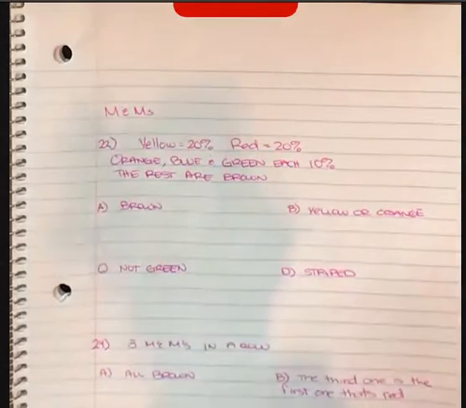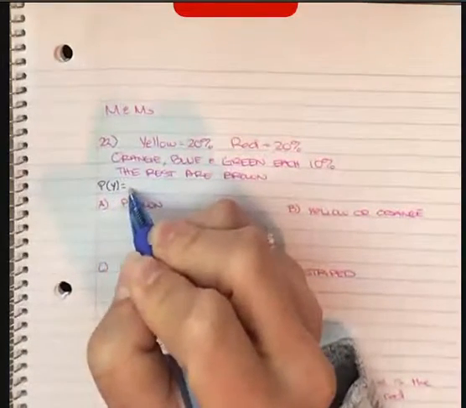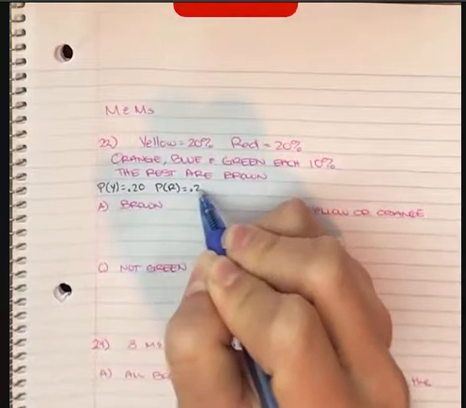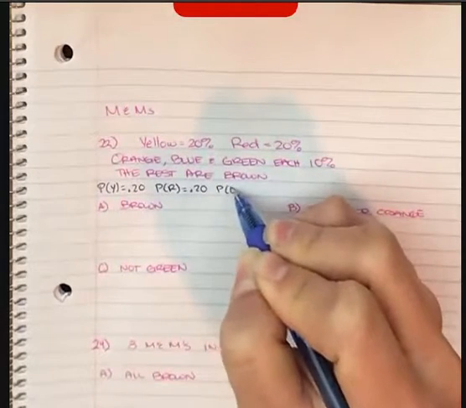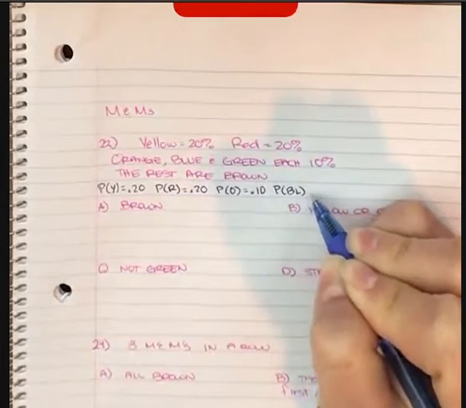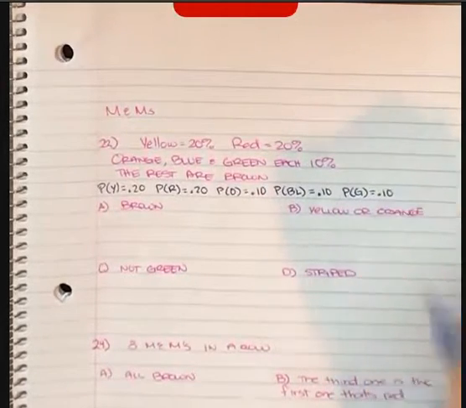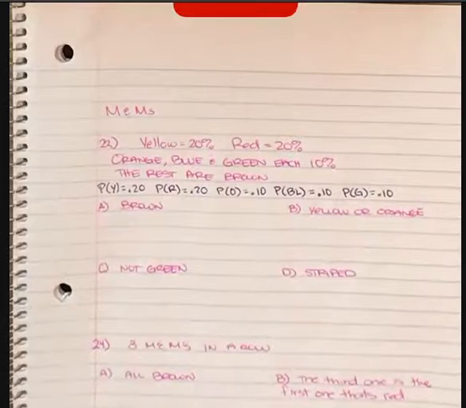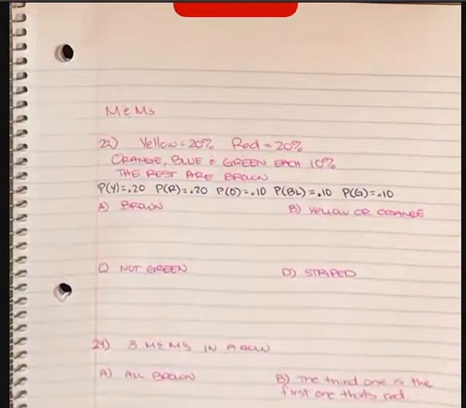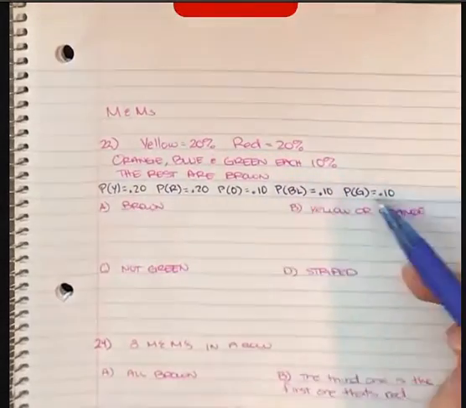So just to note, the probability of yellow, they told us, was 20%. Probability of red was 20%. Probability of orange was 10. Probability of blue, I'm going to use BL for blue so I don't get it confused with brown, was 10. And probability of green was also 10. So the probability of the M&M being brown is basically going to be the probability of it not being all of those other things, okay?